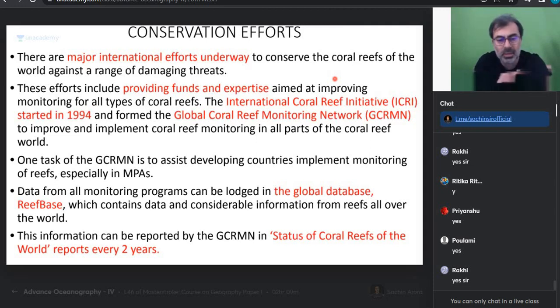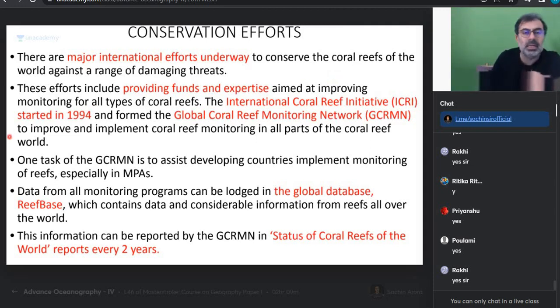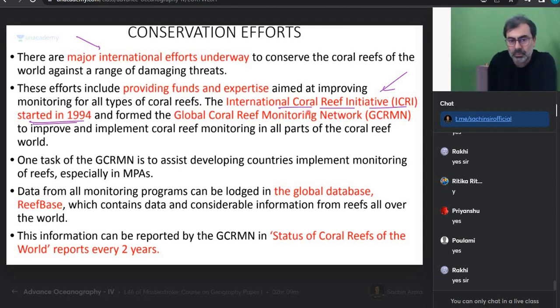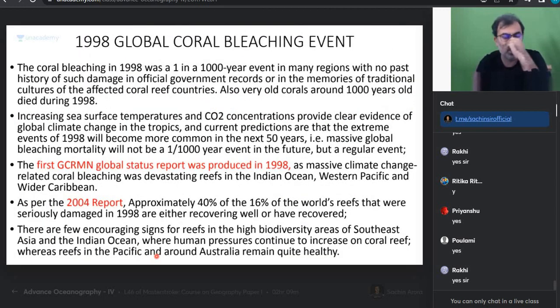So here it is GCRMN, not ICRMN. I was correct, something was written wrong there. GCRMN it is. There are major international efforts providing funds and expertise. The International Coral Reef Initiative (ICRI) started GCRMN. So who started GCRMN? Under ICRI, the International Coral Reef Initiative. They produce a database which is called ReefBase, and the State of Coral Reefs report is being published every 2 years.